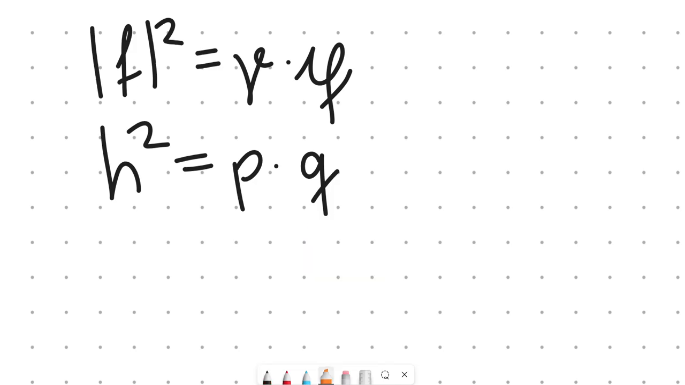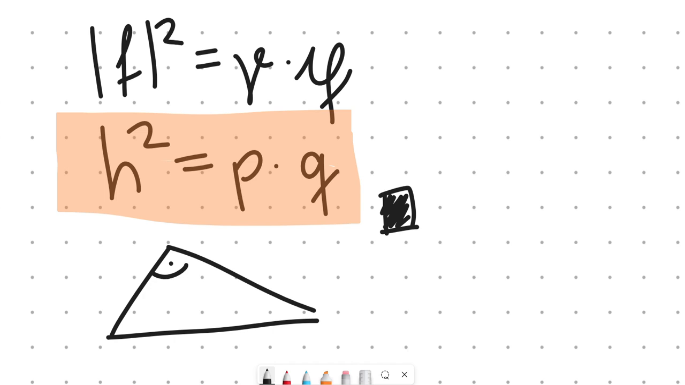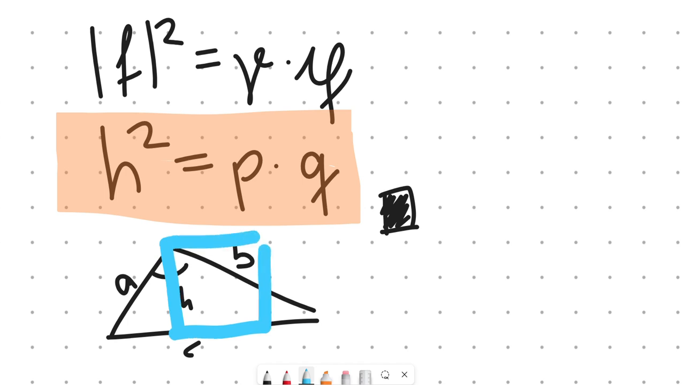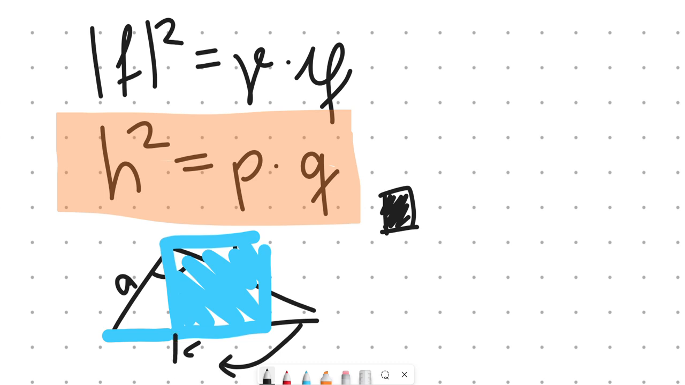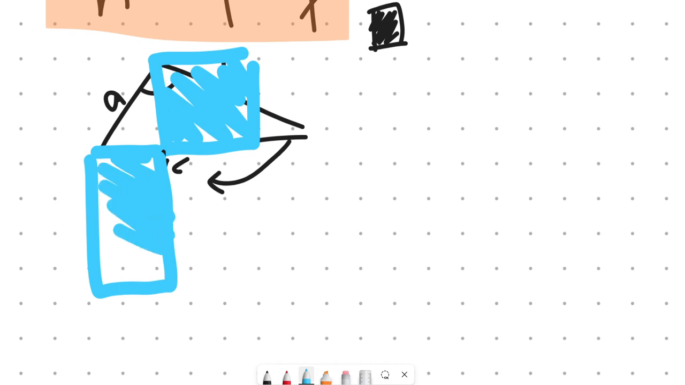So let's write it again. Through these observations, we got that h squared is equal to p times q. So now we have proven that if we have a right triangle over here, and we have h here, then the area of the square on h is the same thing as taking this side, and let's take this side and put it here. I'm going to put it down here, so that these two areas are the same.